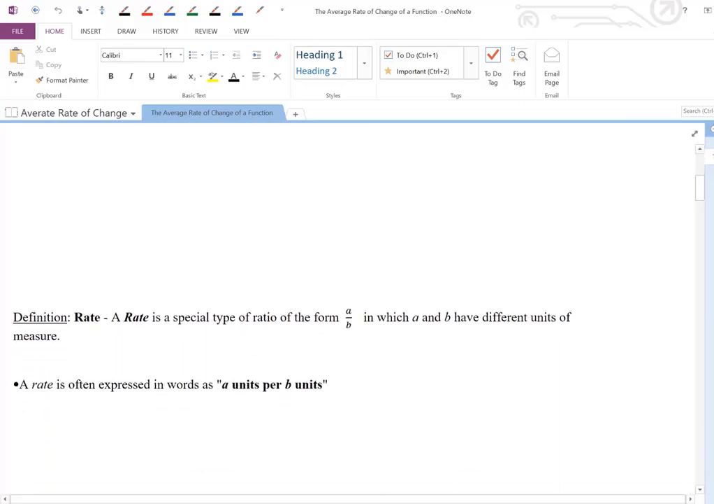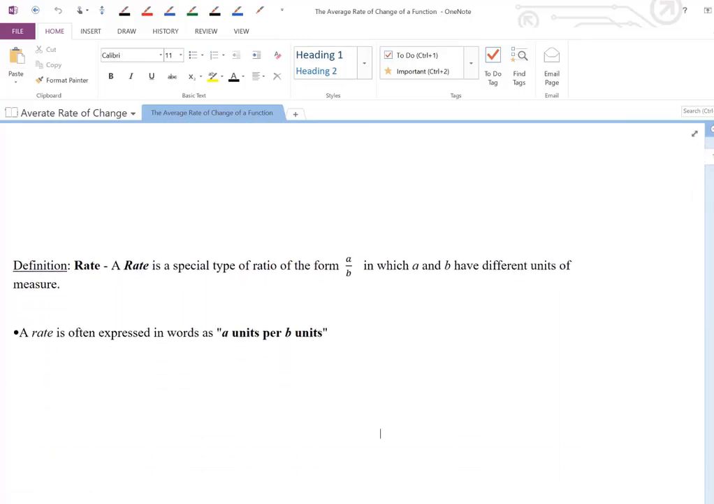First of all, let's just define what a rate is. By definition, a rate is a special type of ratio of the form A over B, in which A and B have different units of measure. Clearly, A and B also have some numerical value attached to them. And a rate is often expressed using the words A units per B units.